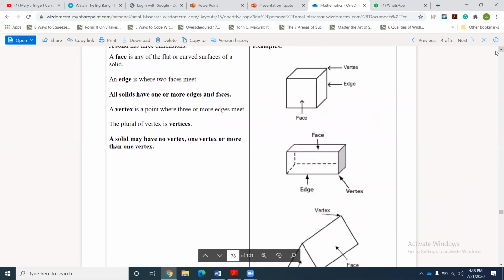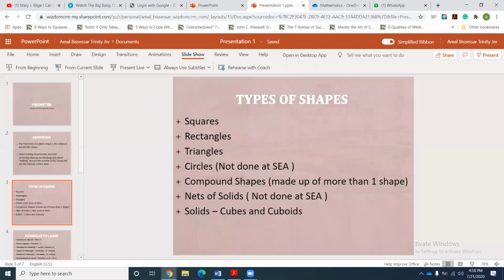That's why I need you to understand that in this particular session, we are looking at squares, rectangles, triangles for now. And then eventually we are going to move to compound shapes, and we are also going to look at cubes and cuboids in particular. The other two that I have, although it's written down here, will not be taught in this session, because it's not in the exam.